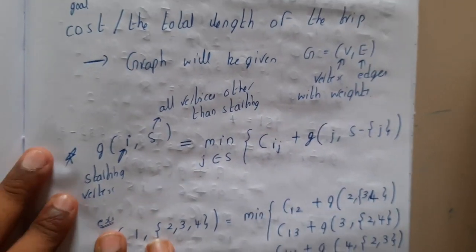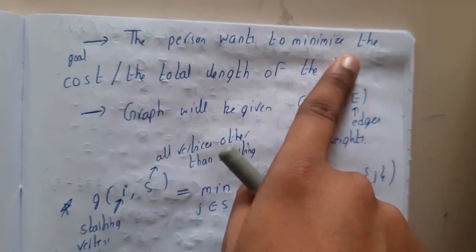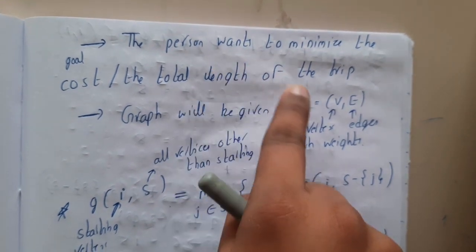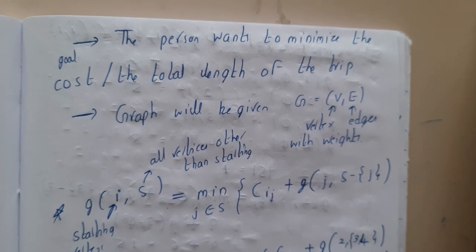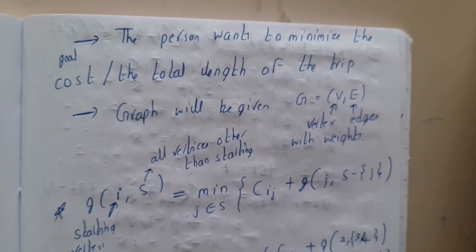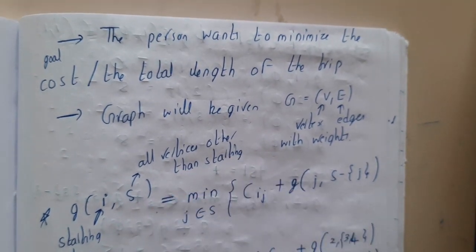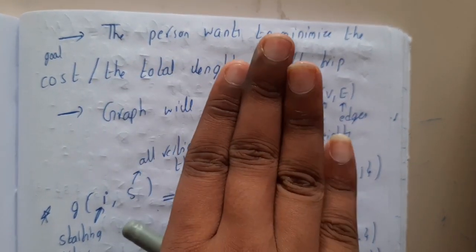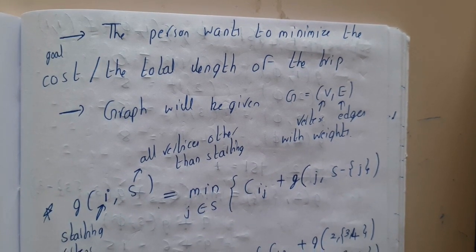Once you have an idea about the traveling salesperson problem, what is the requirement or what is the goal? The person wants to minimize the cost, the total length of the trip. That is the goal of the traveling salesperson problem. Here also we will be using dynamic programming. We will be starting from the smallest, all combinations from 1 combination, 2 combinations, 3, 4, 5 combinations, increasing step by step until you reach all the vertices.